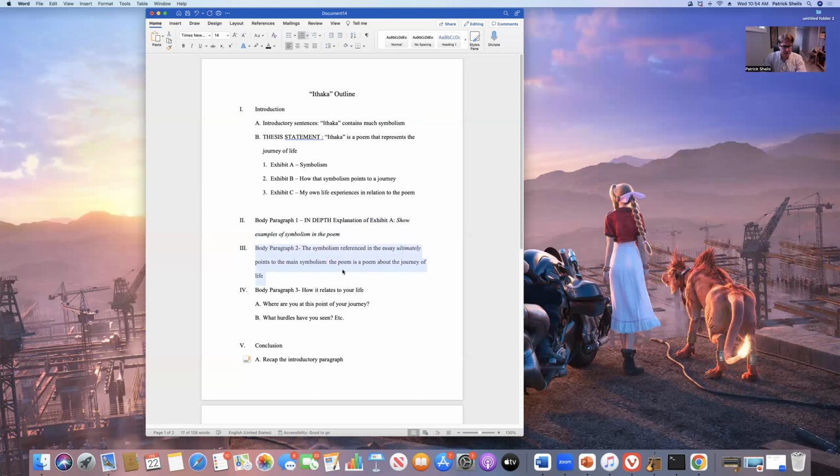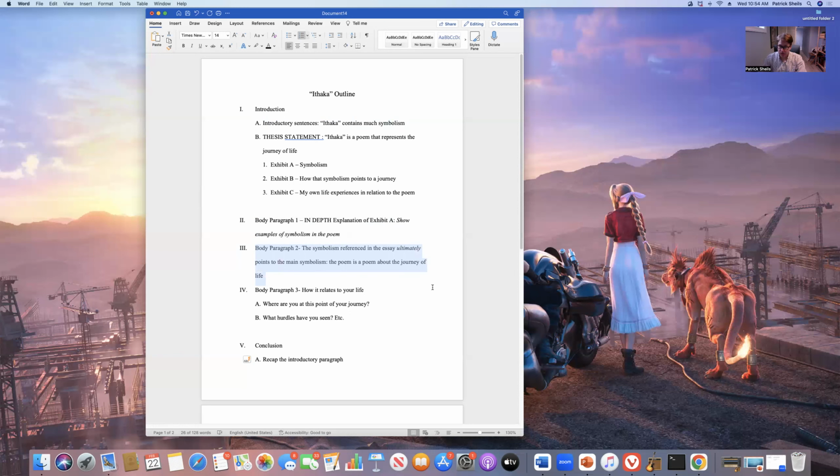Body paragraph number 2, represented by the Roman numeral number 3, because this is the 3rd paragraph of the essay. Remember, this is organized very neatly. The symbolism referenced in the essay ultimately points to the main symbolism. The poem is a poem about the journey of life.